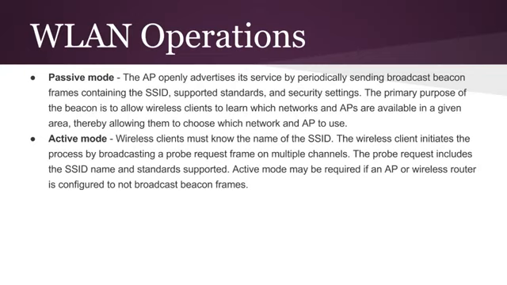Now, access points can commonly operate using one or two modes. It's either going to be the passive mode, where the access point openly advertises the service by periodically sending broadcast beacon frames containing the SSID, supported standards, and security settings. The primary purpose of the beacon is to allow wireless clients to learn which networks and access points are available in any given area, thereby allowing them to choose which network and access point to use.